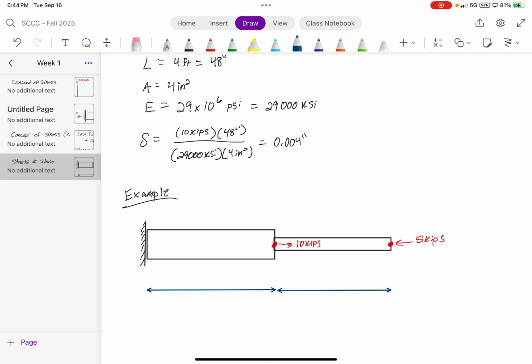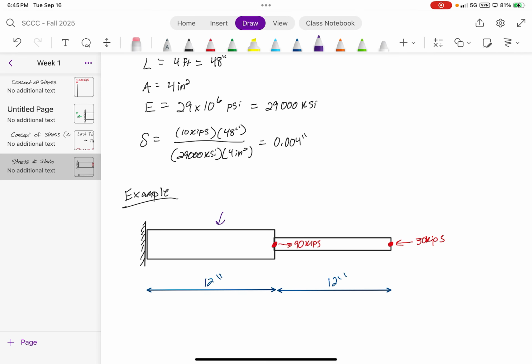The lengths are going to be 5 feet and 4 feet. I'm going to change the forces a bit. I'm going to use 90 kips, 30 kips, and then I'm going to change these dimensions actually to be 12 inches and 12 inches.